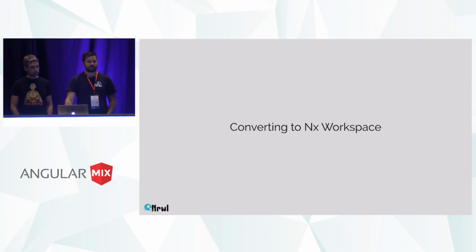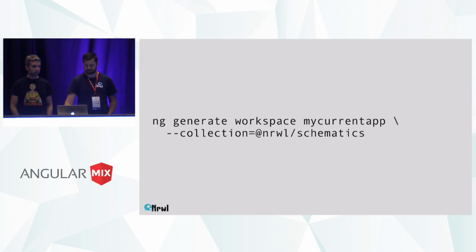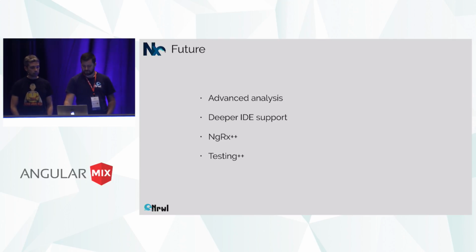And so we wanted to make it easy for people to try Nx and to be able to move to the workspace. And so we actually have a generator that will take an existing Angular CLI application and let you convert it to a workspace. And it's just a matter of saying ng generate workspace, give it your app name of your current app, and then pass a collection of Nrwl schematics. So we'll use our schematics using the new Angular CLI API. And it will generate a workspace for you, so you'll have your apps and libs, and you can separate things that way from then on.